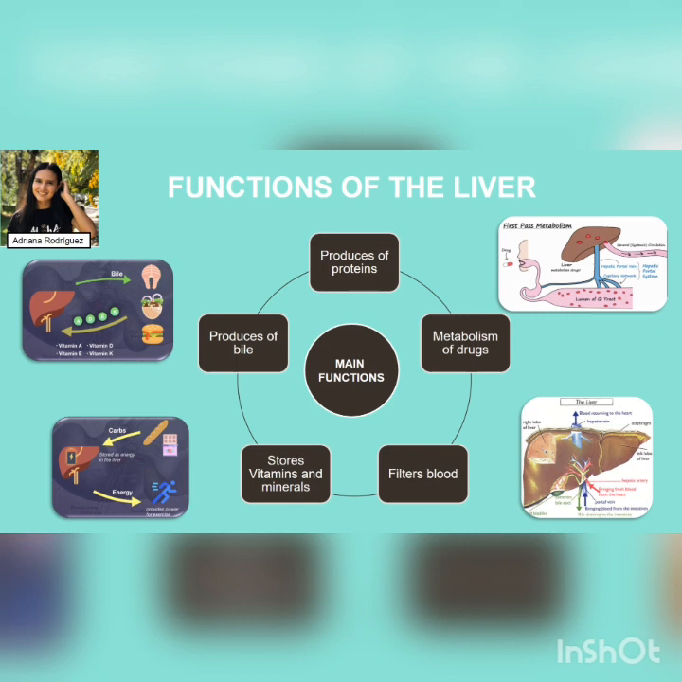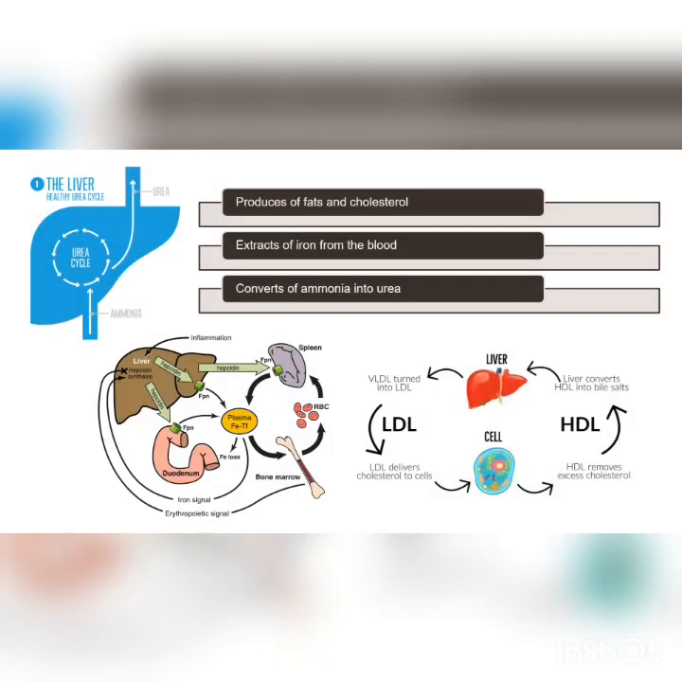It produces bile. Bile helps with digestion, but it is also essential for absorbing vitamins and minerals. It produces fats and cholesterol that our body needs, and it extracts iron from the blood, more specifically from the hemoglobin, and stores it. When we eat protein, we break it down into amino acids. When there are too many of them, we create a waste product called ammonia. Enzymes from the liver turn ammonia into urea.